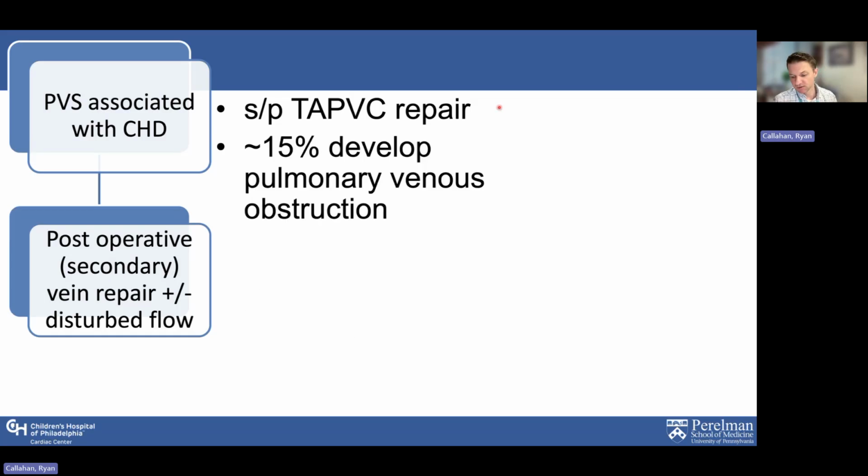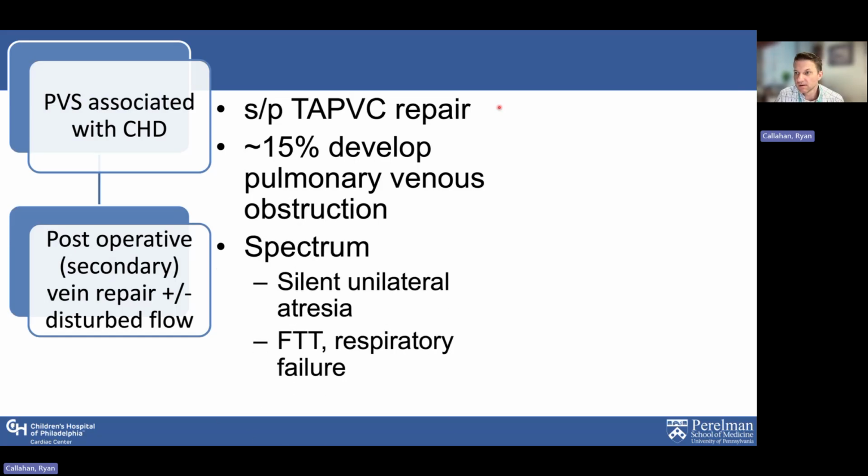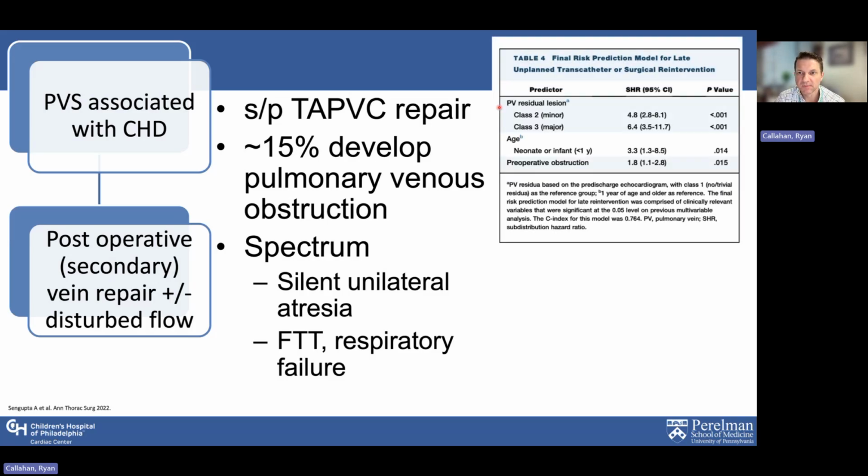About 15% of those after the surgery can develop some kind of pulmonary venous obstruction, which is quite a high number. Some of them do it silently, and they just lose veins without any symptoms at all, and others are quite sick with failure to thrive and respiratory failure. The highest risk factor for developing the obstruction are the babies who are born quite sick, and the veins are already obstructed, and they have to go emergently to the operating room.